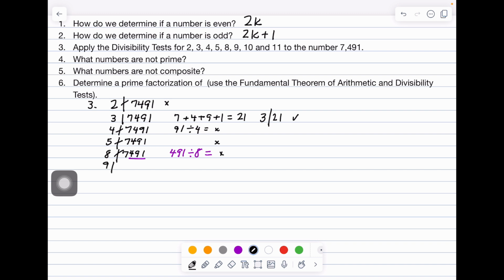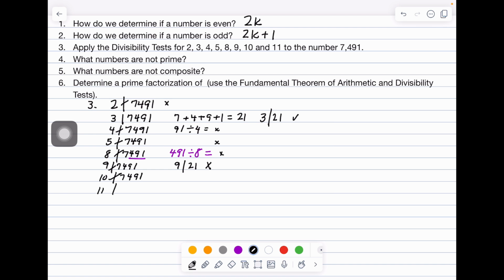All right, so 9. And the good thing about 9 is it's the same type of test as 3, and I already know the sum of the digits. So I want to say, does 9 divide 21? So what I'm doing is I'm reusing that 21 from up here. And that is not true. So not divisible. 10, a super easy one also. You look at the last digit. If the last digit is not a 0, it can't be divisible by 10.